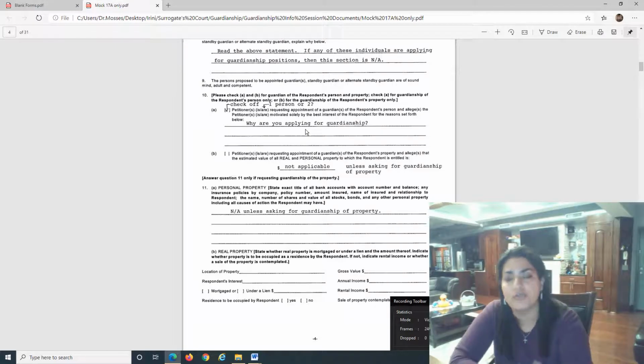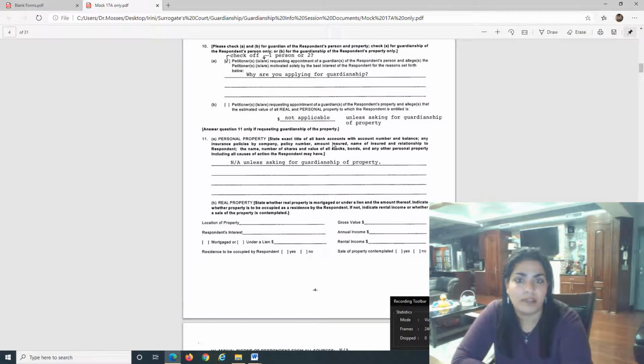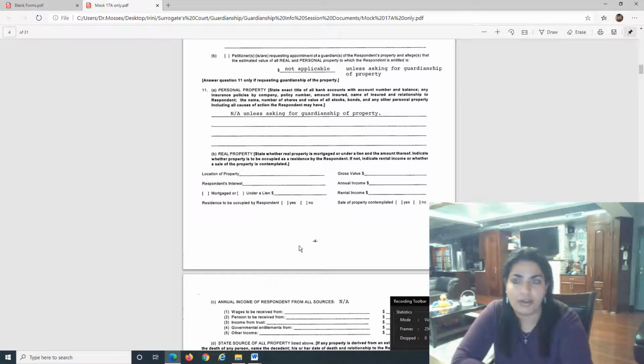Why is it that you want to be appointed the guardian for the respondent? Money here, again, this is information just concentrating on the person, not the property, so you can just put this as not applicable. Personal property, not applicable unless you're asking for guardianship of the property. Real property also not applicable in this particular guardianship information session.